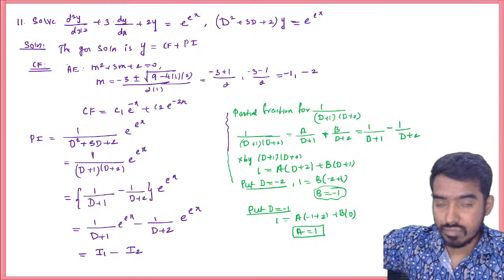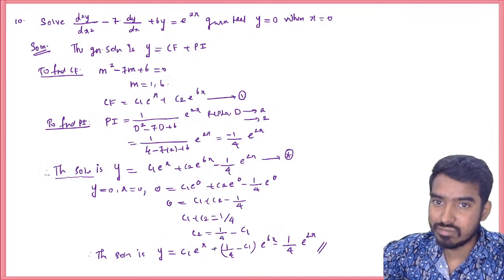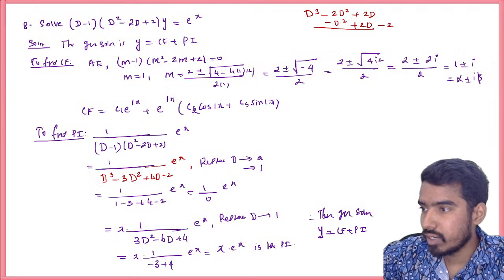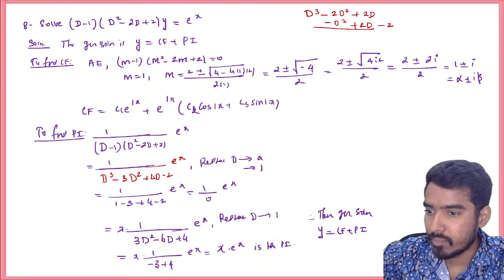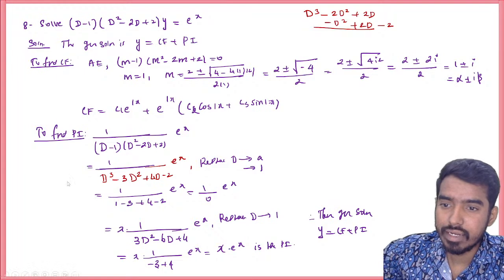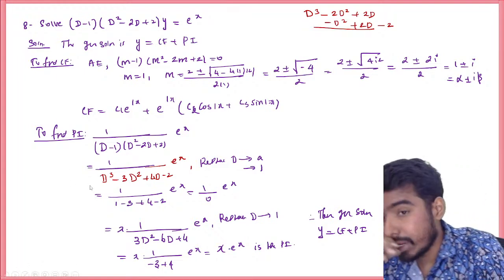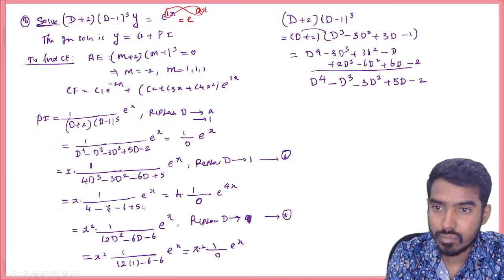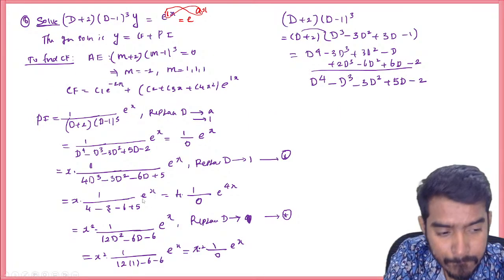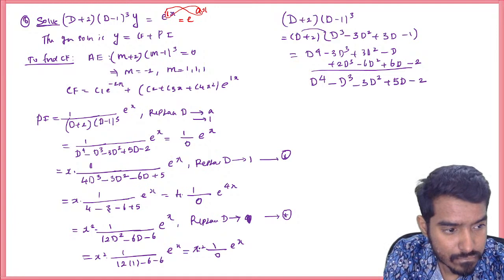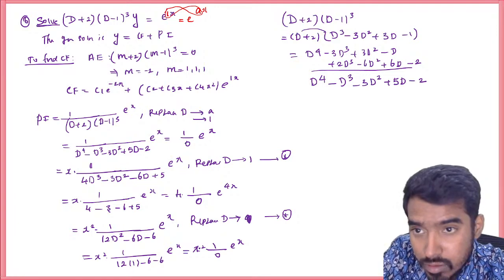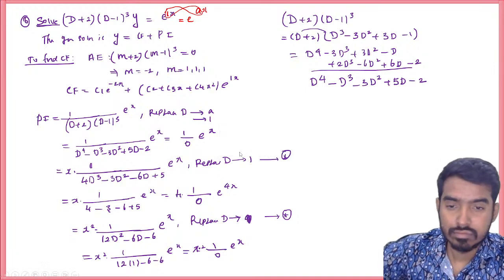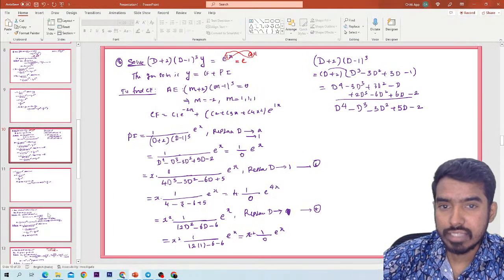Is it clear? Type 1 is e power ax. So very easy, type 1. So we will complete type 1, right? We will finish type 1 here. We will start type 2, right? Okay, is there any doubt in type 1? We will start type 2 now, right?